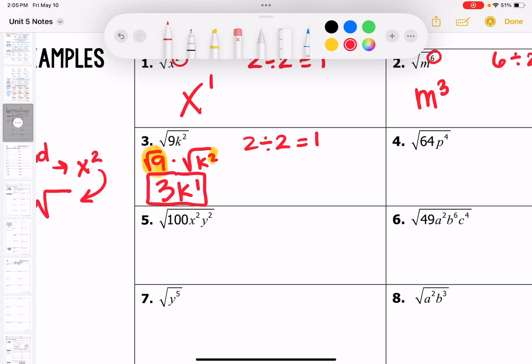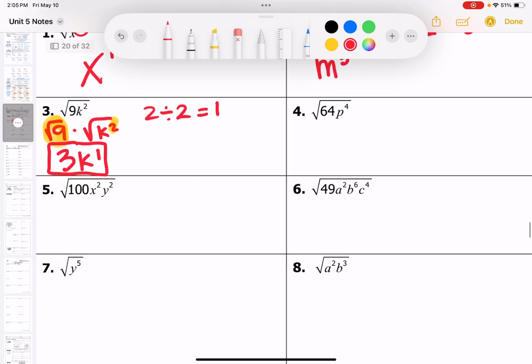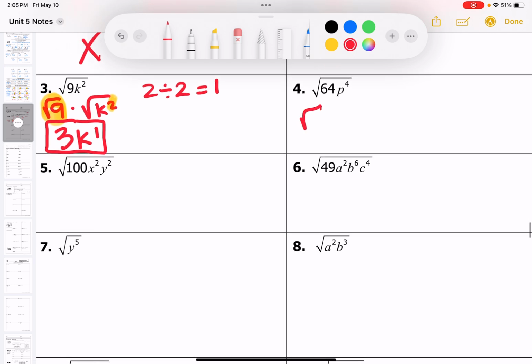All right, number 4, square root of 64 p to the 4th. So again, we're going to break it up. I'm going to have square root of 64 and square root of p to the 4th. So I can simplify square root of 64 in my calculator. So if I type that in, I get 8. All right, and then square root of p to the 4th, I have to make sure my exponent is divisible by 2, which it is. So I would do 4 divided by 2, which gives me 2. So I'm left with p to the 2nd power.